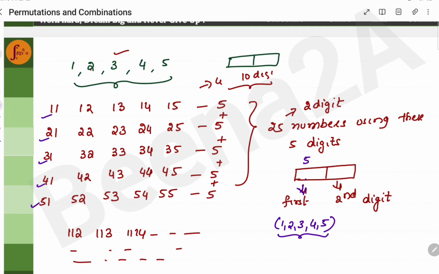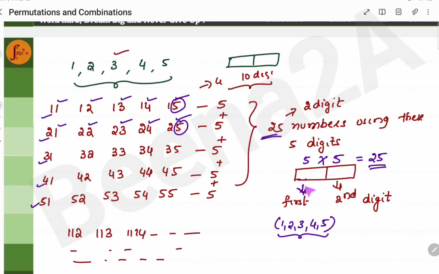Now, what about the second digit? For the second digit also I can use 5 numbers, 1, 2, 3, 4, 5. So 5. Now what I will do is multiply. 5 into 5 is 25. See here, we got the same answer. Earlier we wrote down all the numbers and got the total number of arrangements that can be made with these 5 digits. Here, this is a simpler way.